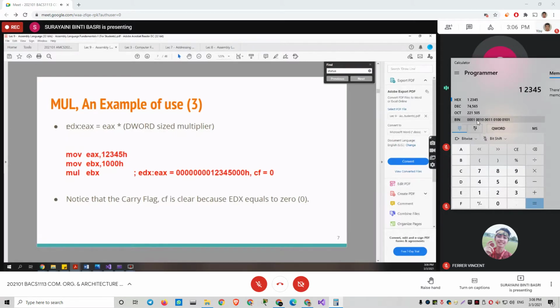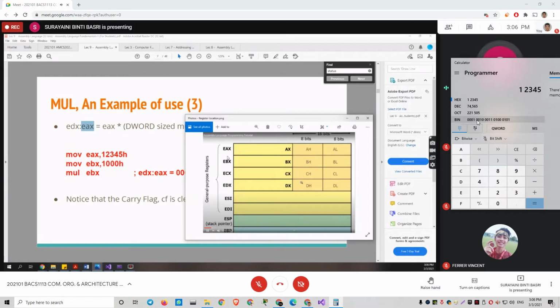Okay, so the format is like this. The result should be stored in EDX and EAX. The first 32 bits will be stored in EAX. When there are excessive bits, they will be stored in EDX.